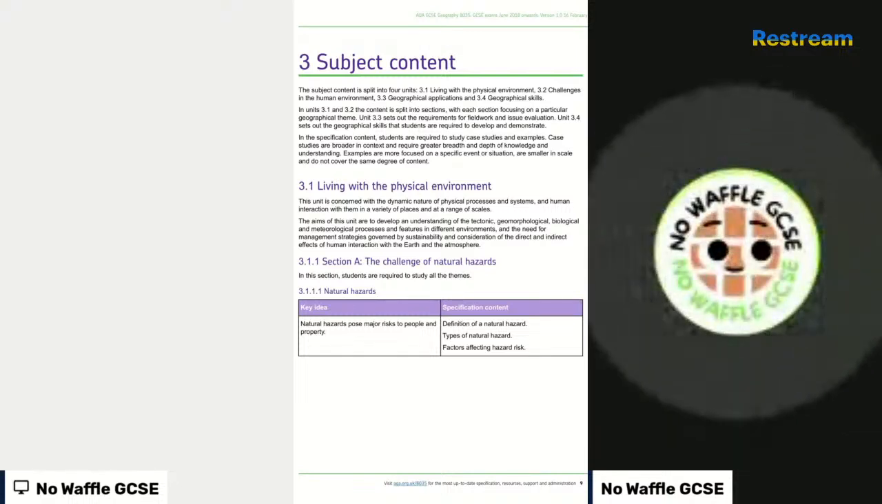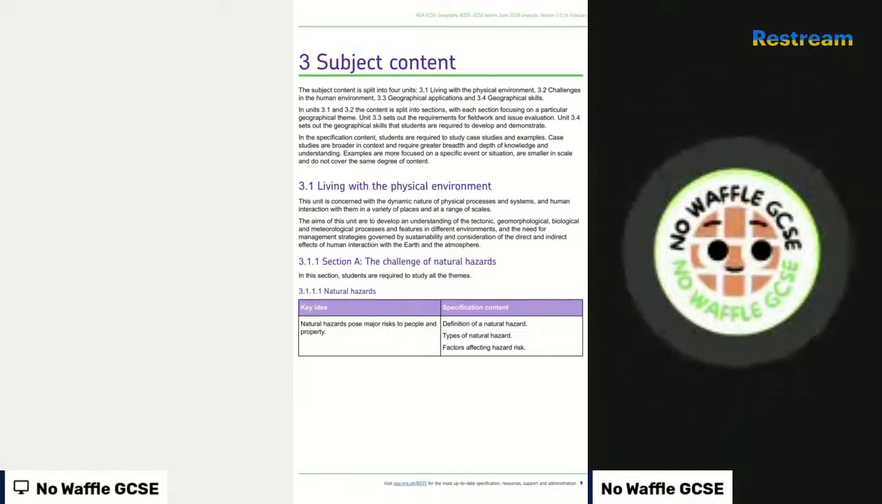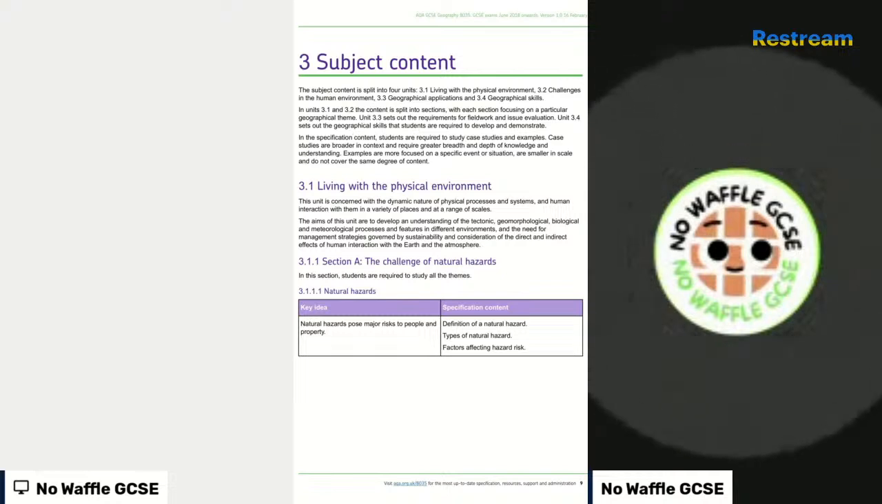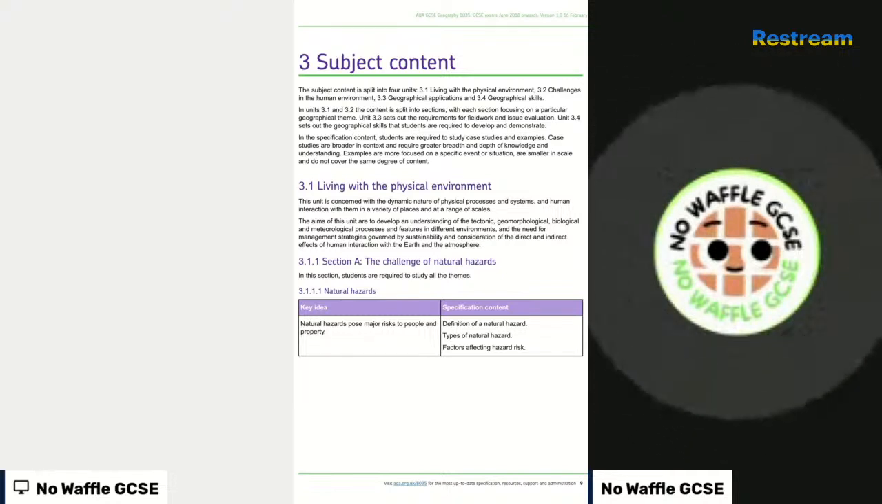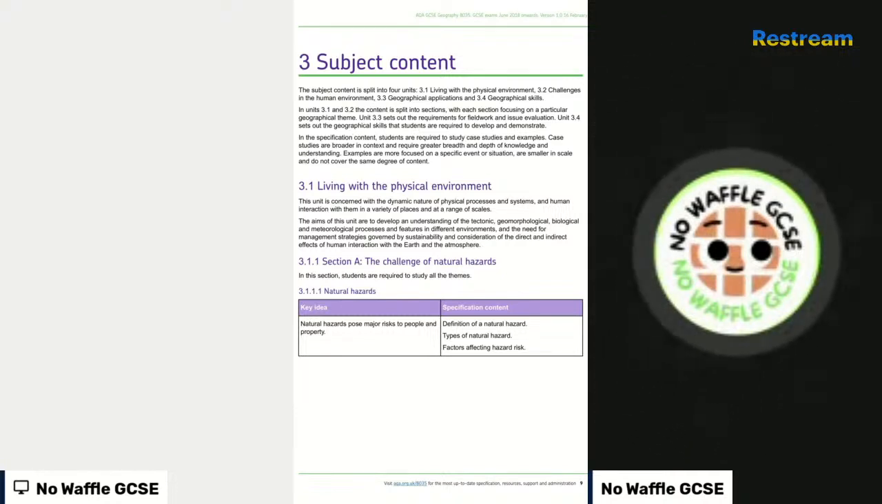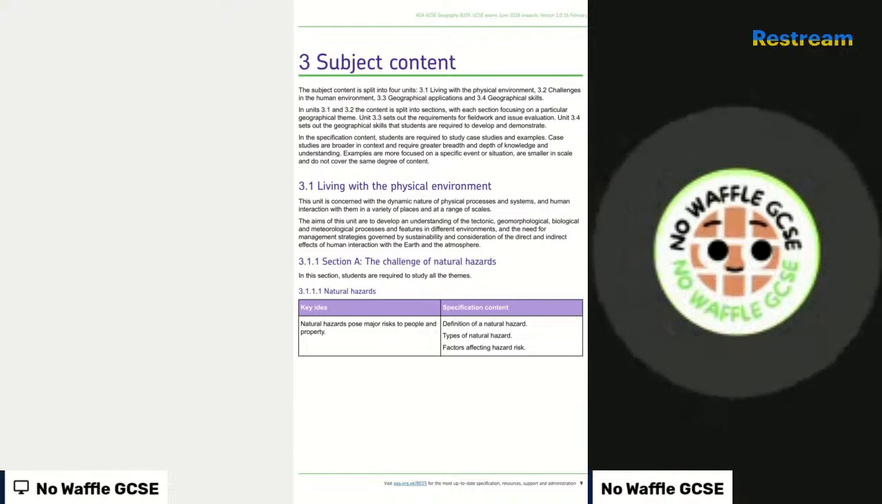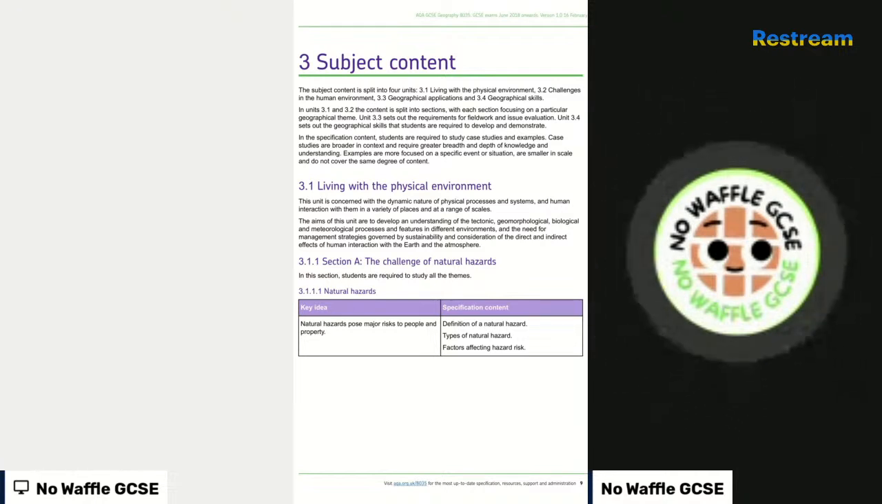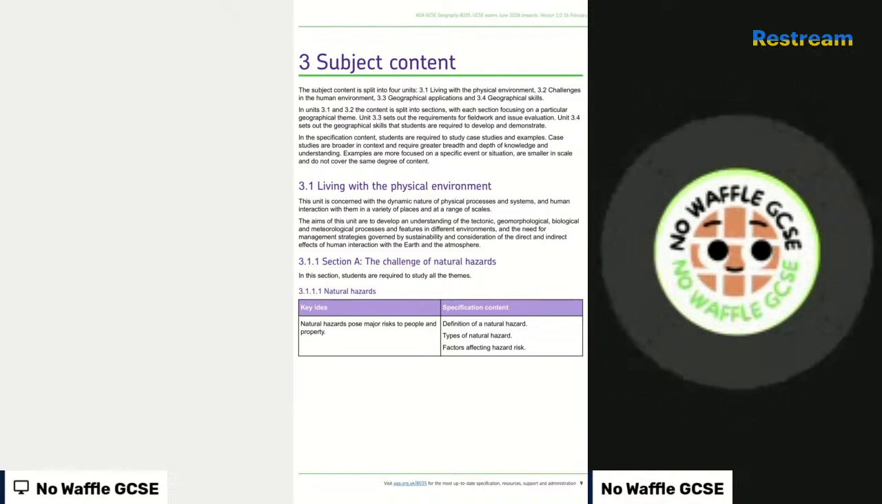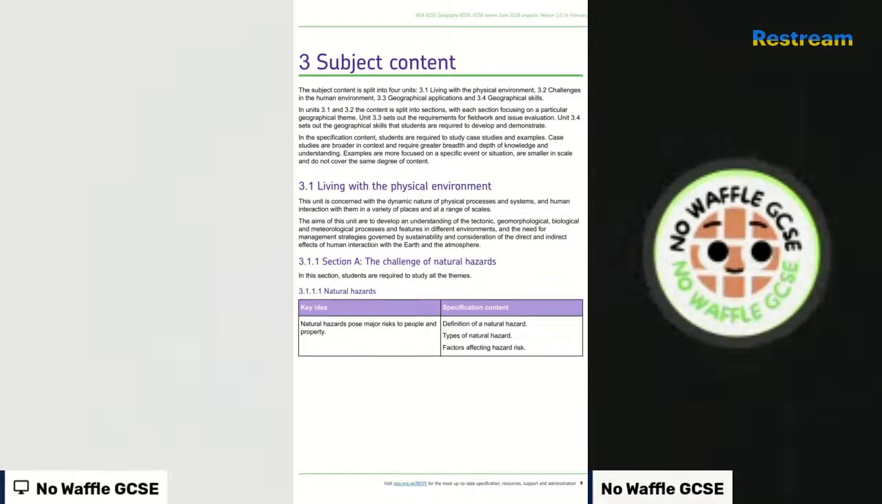Geography, topic 1A, which is the challenges of natural hazards. So how this is going to go is we're going to go through the content according to the spec, which you can see in the middle of the screen. And as we go through the content, we'll make sure we cover everything, we revise everything, and then after that, we're going to do some exam practice questions that should help you remember and reinforce the information we just learned. So let's go through the topics now.